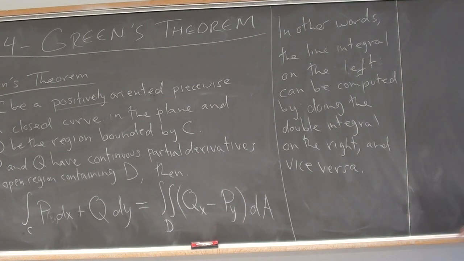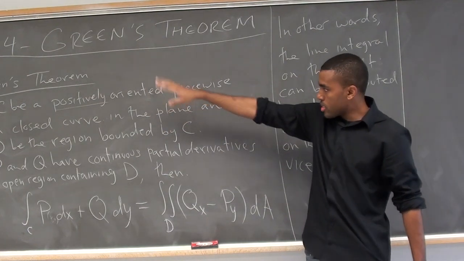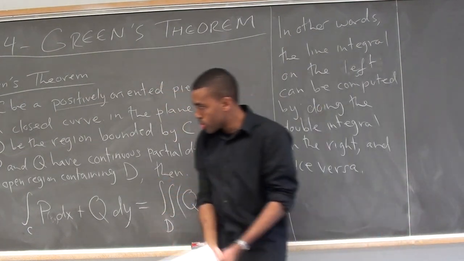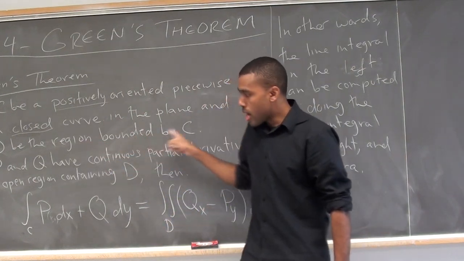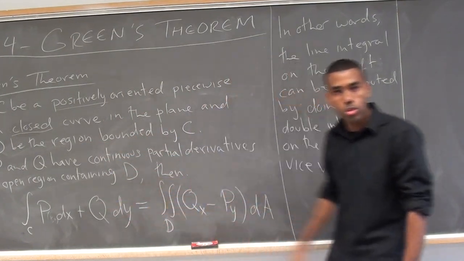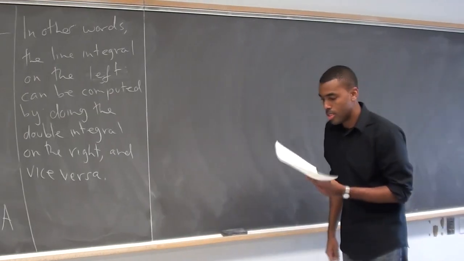Right? So once you have all this stuff there, you know, C is positively oriented, it's a piecewise smooth closed curve, it's very important, right? D is the region bounded by the curve, then this equation will hold. Okay?